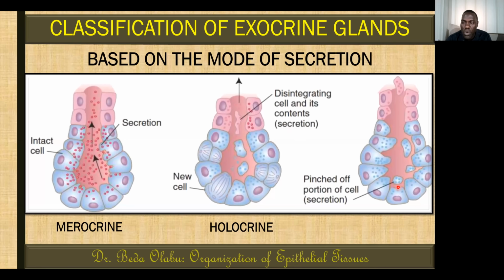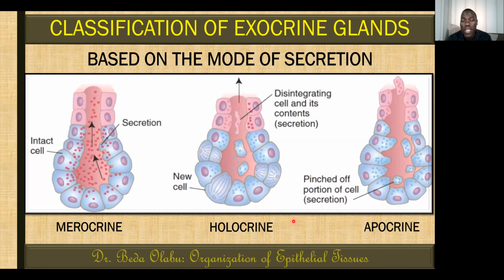The third type of exocrine glands based on the mode of secretion is what we call apocrine gland. In apocrine gland, a part of the cell is pinched off. Not the whole cell, but a part of the cell is pinched off. I will leave it to you to then find examples of apocrine glands. At least I've given you examples of the first two.